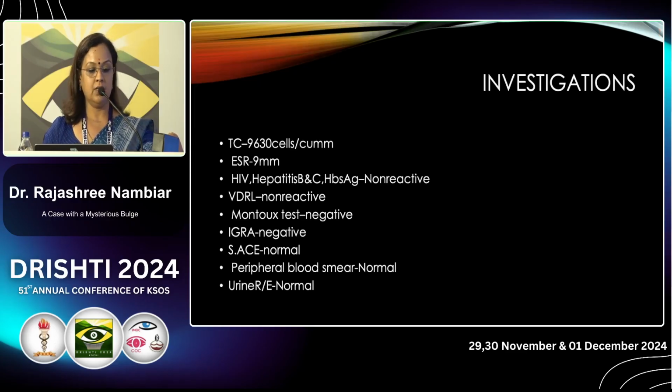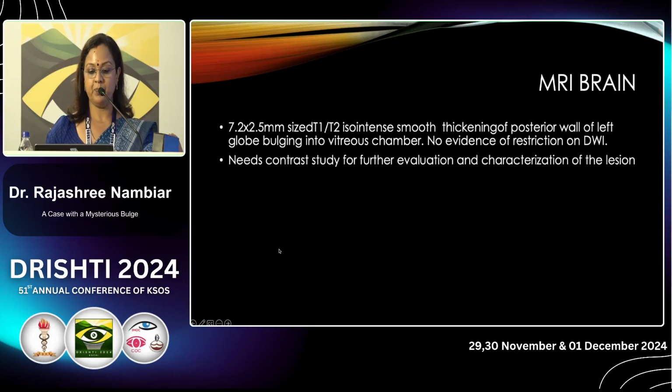So we decided to investigate the patient. Her basic VDRL etc. was negative, Mantoux was negative, IGRA was negative. These were done in view of the choroidal mass. ACE etc. was normal. ICG was not available at that moment, so it was not done. MRI brain and orbit showed a 7.2 into 2.5 millimeter thickening of the posterior wall. However, they advised a contrast study and the patient wasn't willing for the same.